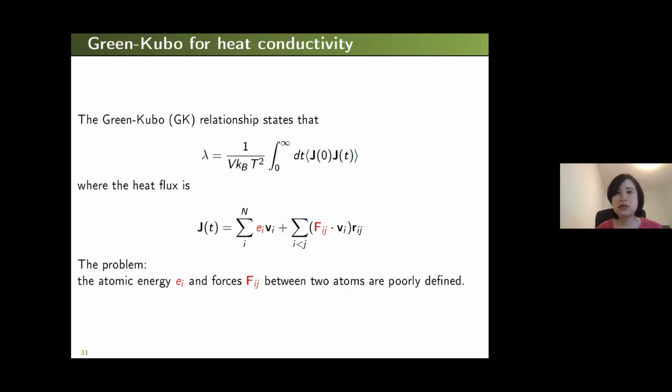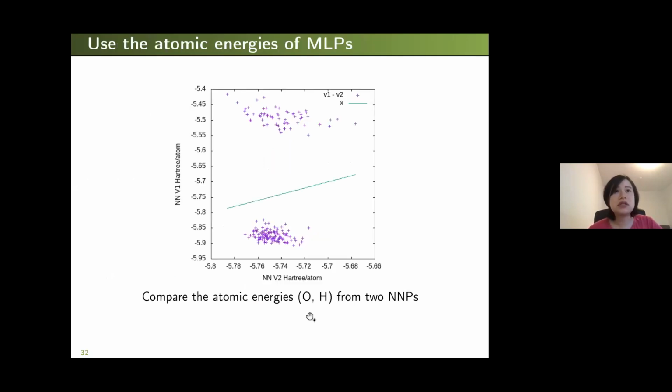But apart from that, there's also a very severe conceptual difficulty. The heat flux is actually ill-defined. If you look at the expression for the heat flux, it has two components. The first one is based on the atomic energy, and the second one is based on the pairwise forces between two atoms. And the interactions in a material system are always many-bodied and long range, and of course non-local as well. So there's no unique way, and also no obvious way, of finding the atomic energy as well as pairwise forces.